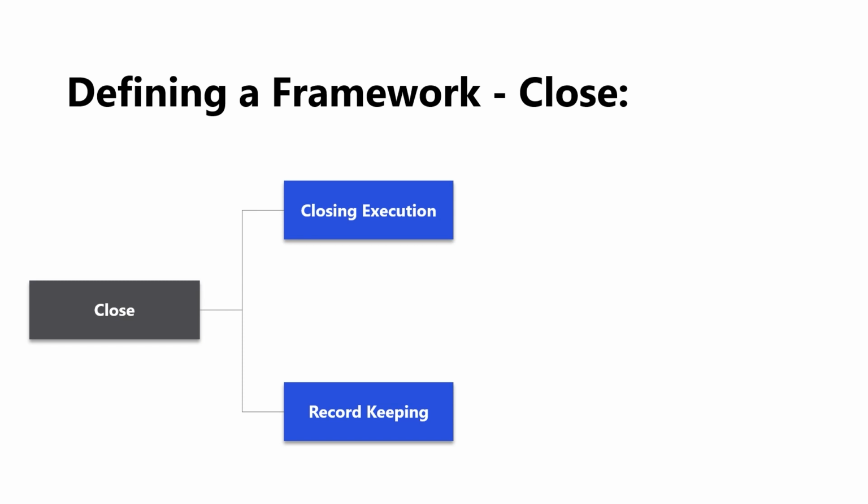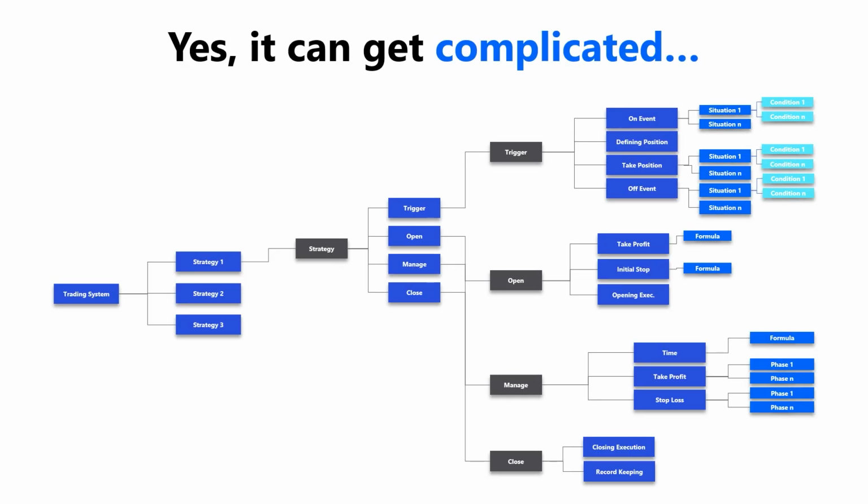Then we get closing. So close, it's actually pretty simple. You close out the position, and then normally you're going to have some type of record keeping process in place which will allow you to keep records of your trades, how well they did, how poorly they did, just things like that, where you can do some further analysis if needed. So to put it nicely, it can get complicated. This is kind of how we are thinking from start to finish, what a trading system can look like.